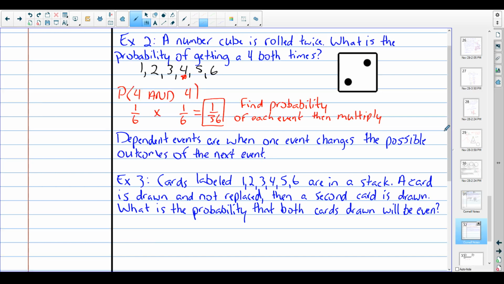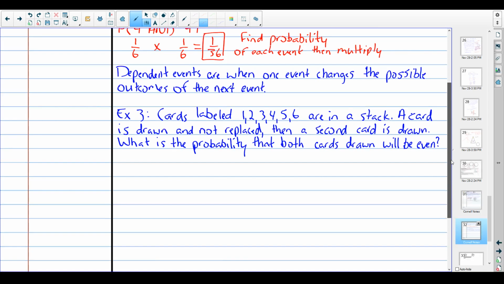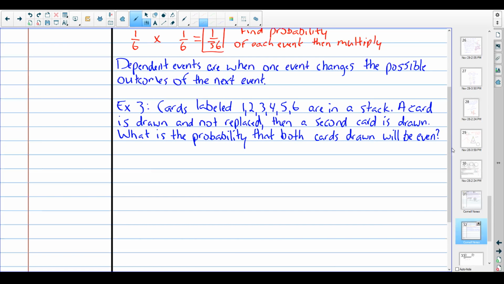Alright, then our second part. Dependent events is just the opposite of independent events, where one event changes the possible outcomes of the next event. So one thing affects what happens for the second thing. And then our example is cards are labeled 1, 2, 3, 4, 5, 6 in a stack. We draw one card and then we don't put it back. This is the key word here. This is what you're going to look for to tell if it's dependent or independent. If it is not replaced, it means we didn't put it back. And then we draw a second card. So what is the probability both of them will be even?